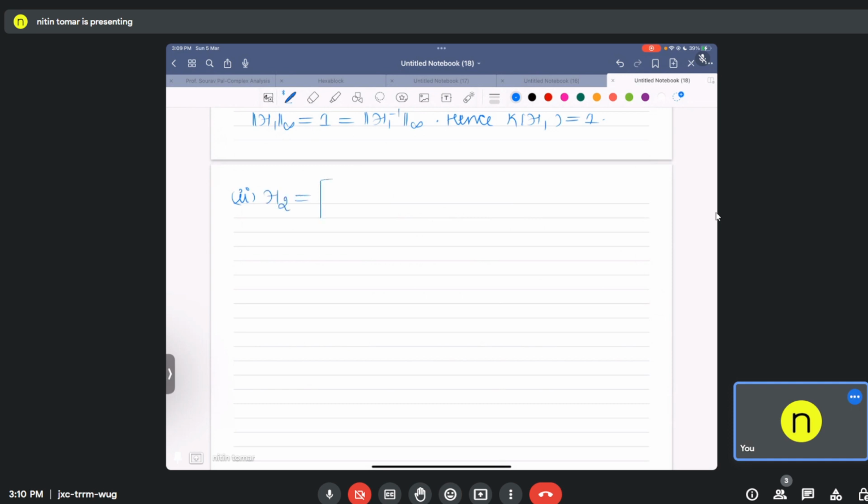What will be H2? 1, 1/2, 1/2, 1/3. Correct? Yes, sir. Is it invertible? Yeah. Why? Because the determinant is not equal to 0. Then what is it? 1/3 minus 1/4, so 1 by the LCM, 4 into 3, which is 12. Right? Yes, sir. And thus H2 inverse exists.